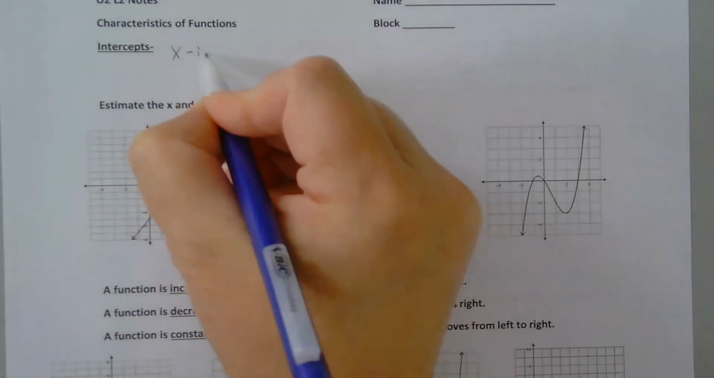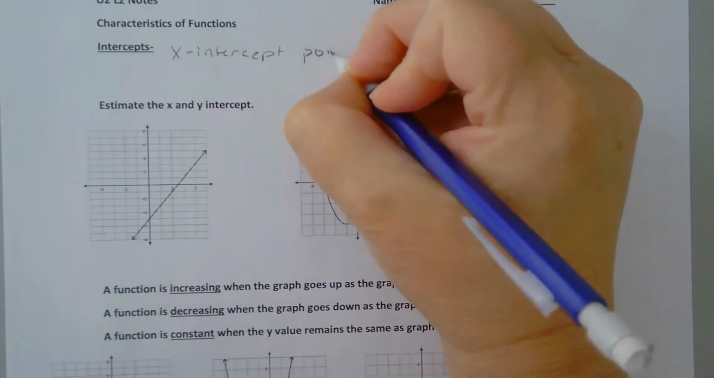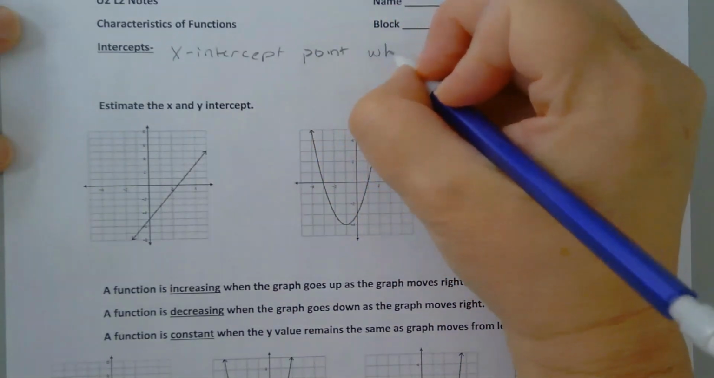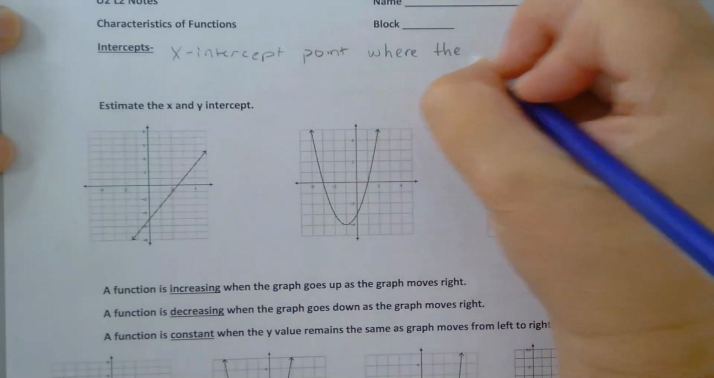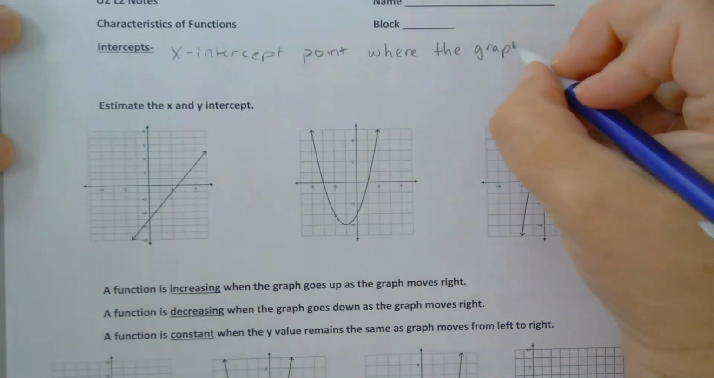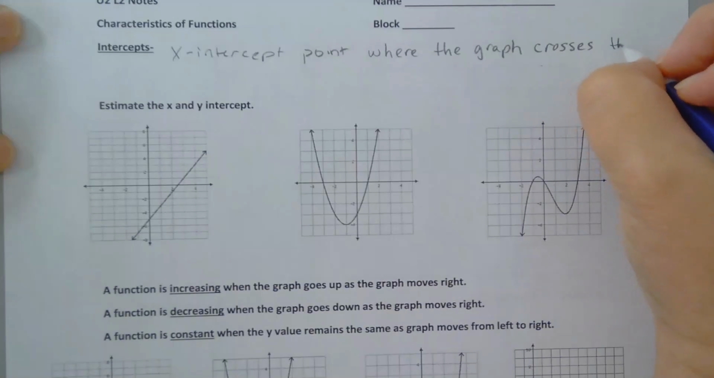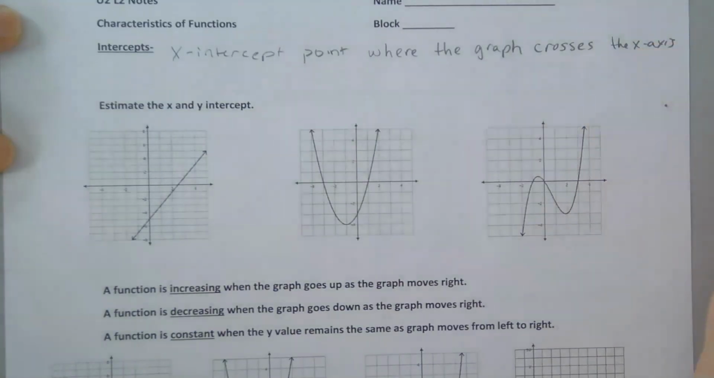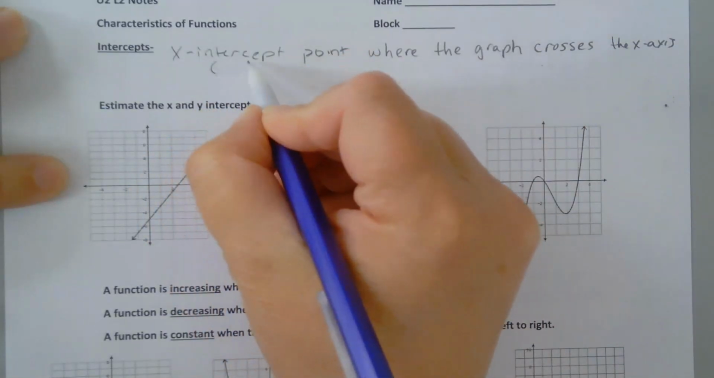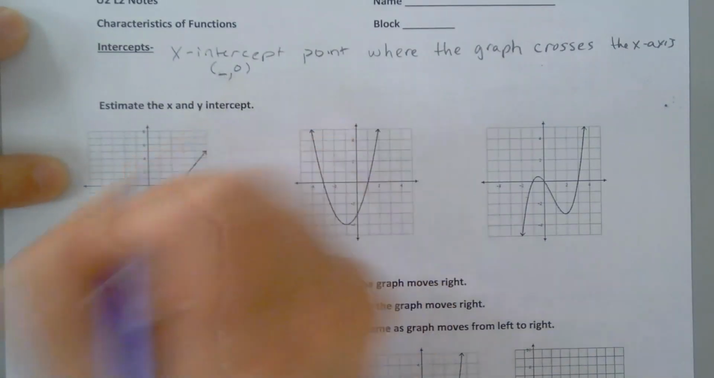An x-intercept is the point where the graph crosses the x-axis. So when we write an ordered pair for the x-intercept, because it crosses the x-axis, we're going to have a 0 where the y is, and then some number where the x is.